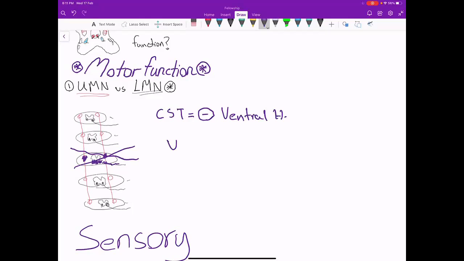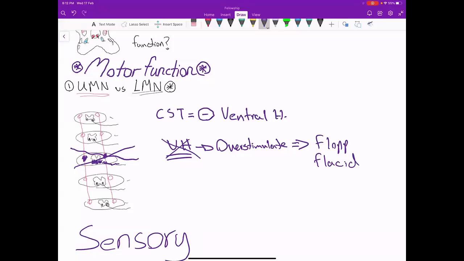And the ventral horns, their function is to always stimulate. They keep firing excessively, overstimulation. So when I damage the ventral horns, I will never have stimulation. And that's why in lower motor neuron lesions, you get a floppy or flaccid paralysis and decreased reflexes and tone, etc.